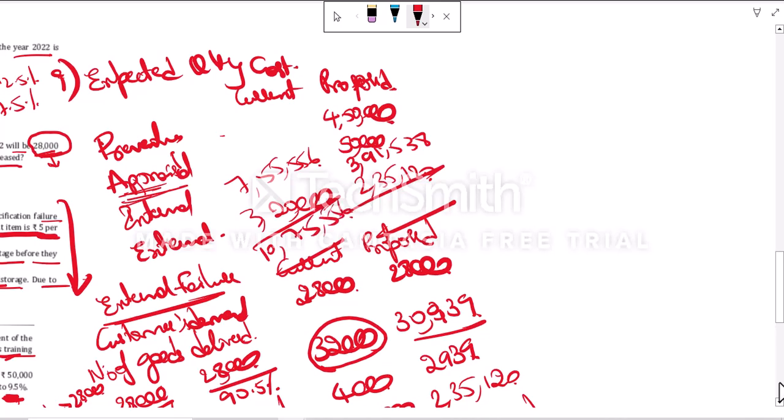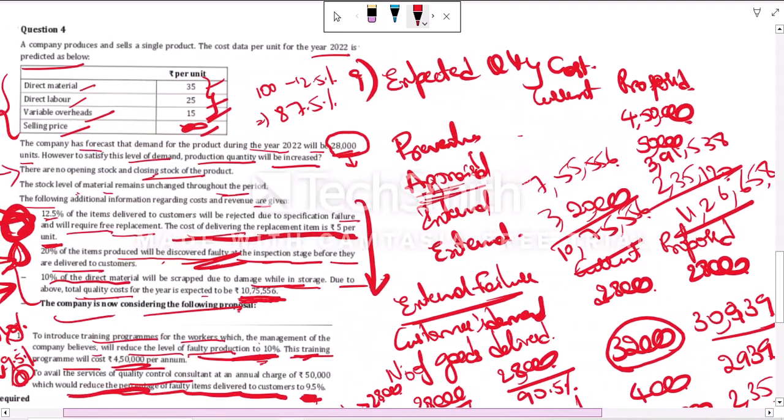They have given in the question only what is the total cost incurred in the current scenario. Next, proposed scenario: 4,50,000 plus 50,000 plus 3,91,538 plus 2,35,120 is 11,26,658. See, this is more than in the current situation. We are incurring more cost when compared to the proposed situation.